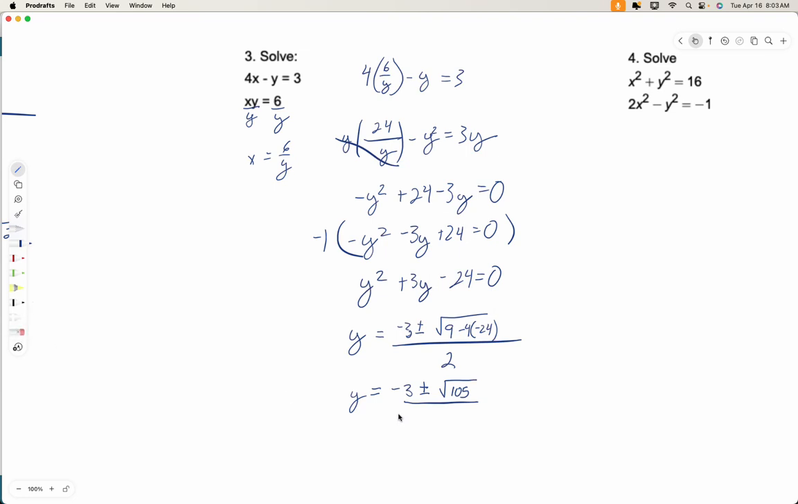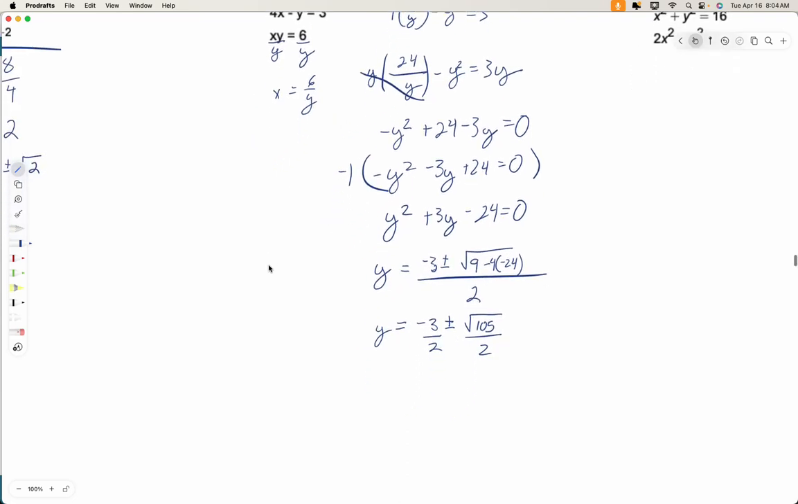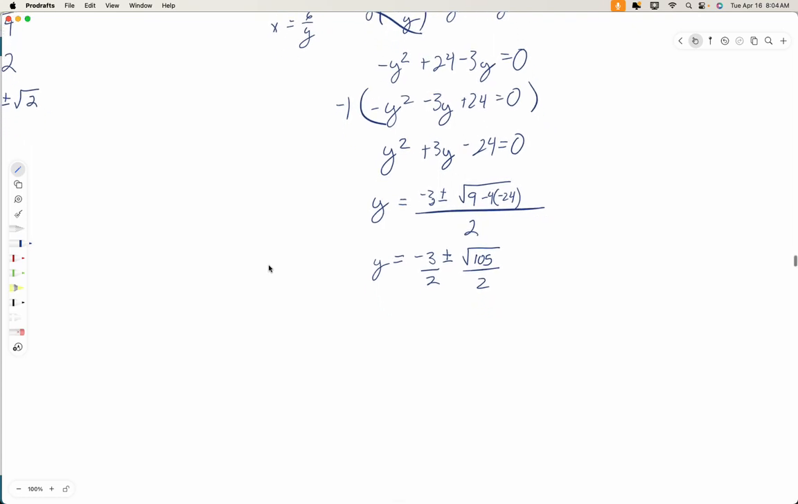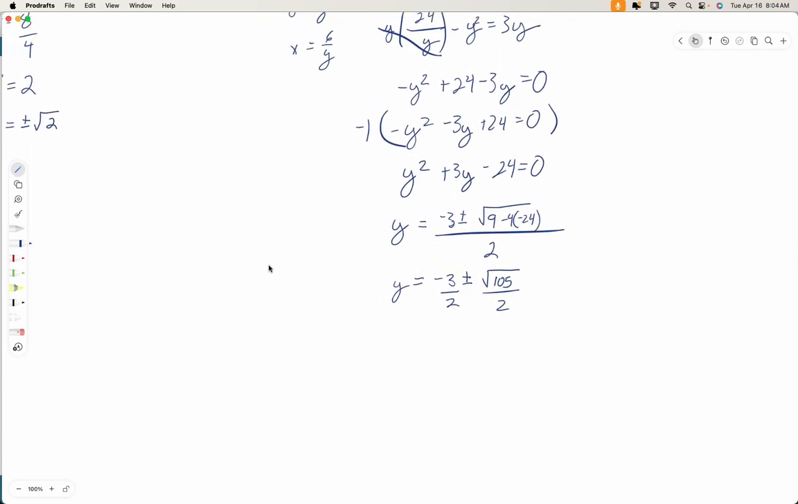And actually what we want to do is separate those. And that'd be 3 over 2 and square root of 105 over 2. All right. That's my y value. So I'm going to move this around so I can actually see what I'm doing here. We're going to use the positive, the plus. Let's do the plus first.